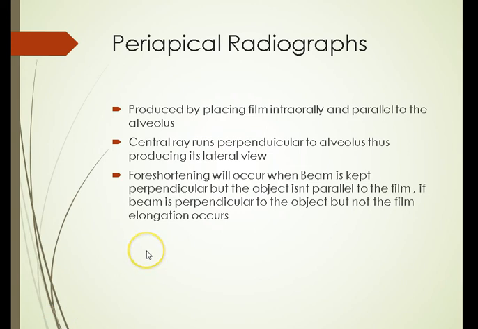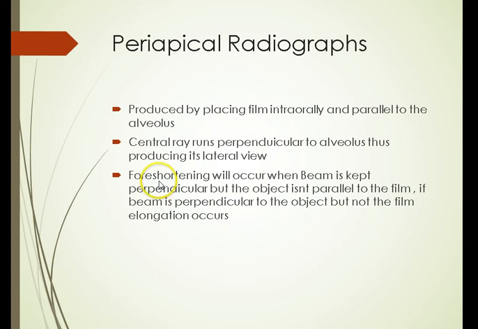In our office, our assistants are usually the ones who take these x-rays, but just to have an idea and a little recap: periapical radiographs are produced by placing the film intraorally, obviously. The film is placed parallel to the alveolus, right next to it, and the central ray is perpendicular to the alveolus, thus producing a lateral image, which makes sense.